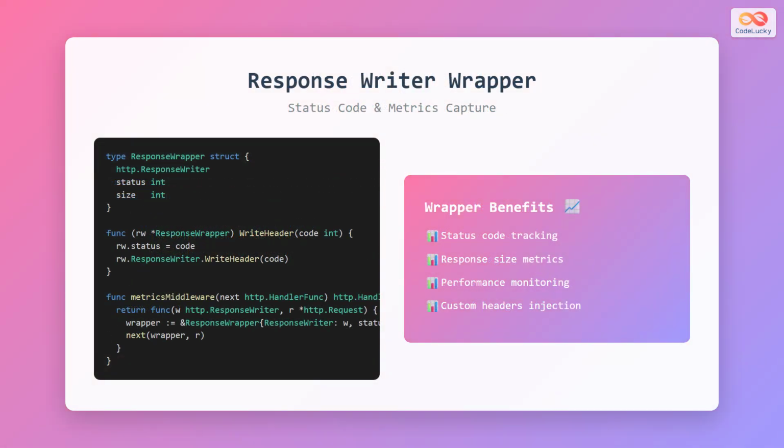A response writer wrapper is for status code and metrics capture. The response writer wrapper tracks the status code and captures response size metrics. It provides benefits such as performance monitoring and custom headers injection.